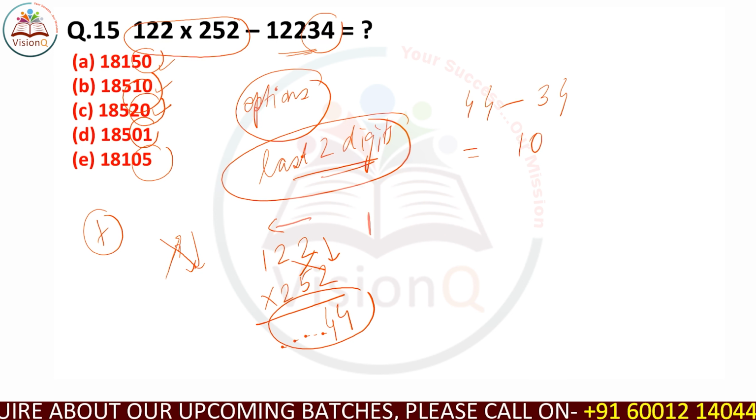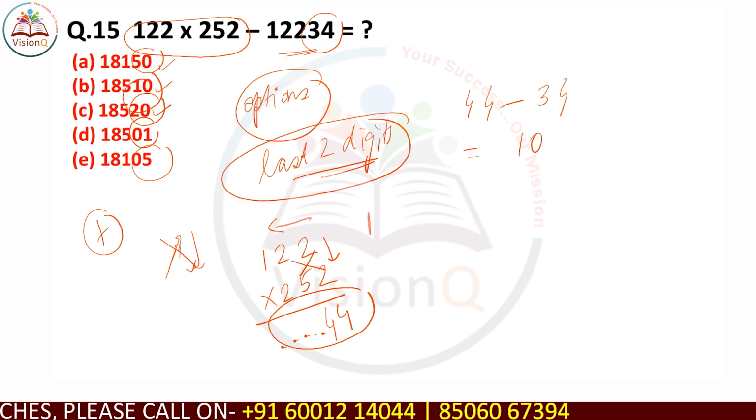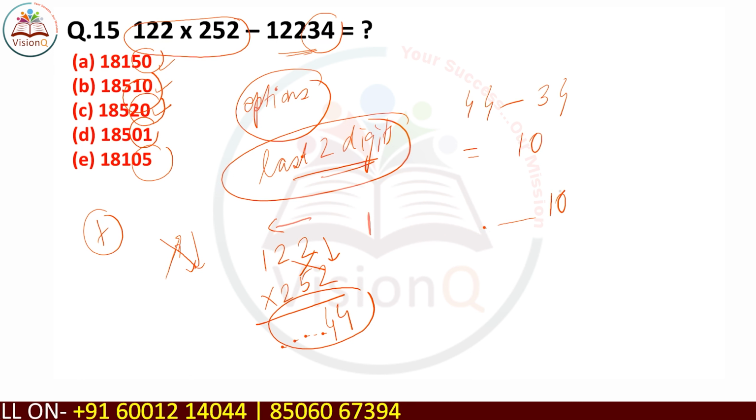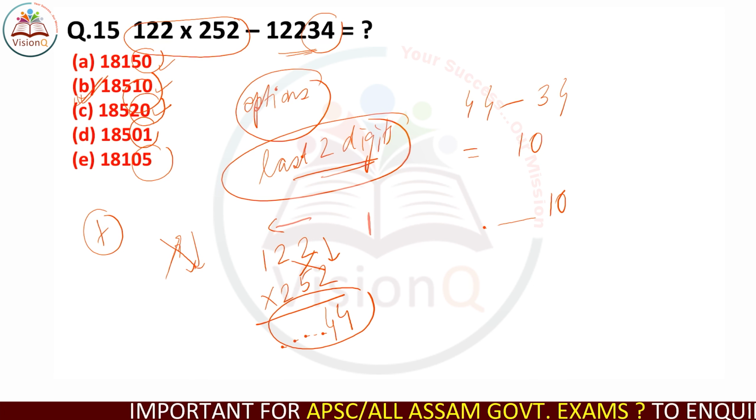So whichever option it is, the answer should end with 1 and 0. So if I see the options here, the right option for question 15 is option number B, because in this option the last 2 digits are 1 and 0. The correct answer of question 15 is option number B, 10.